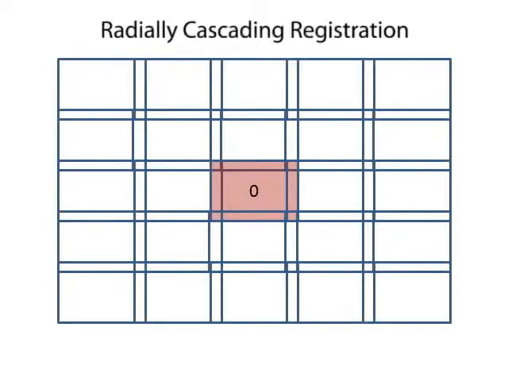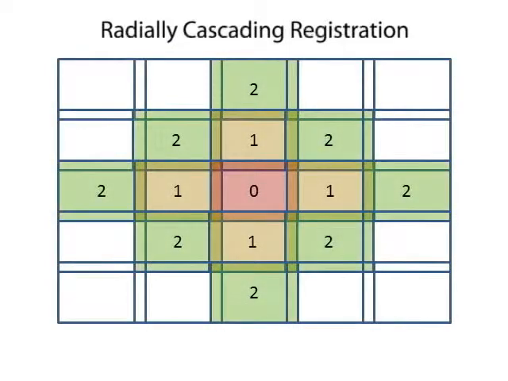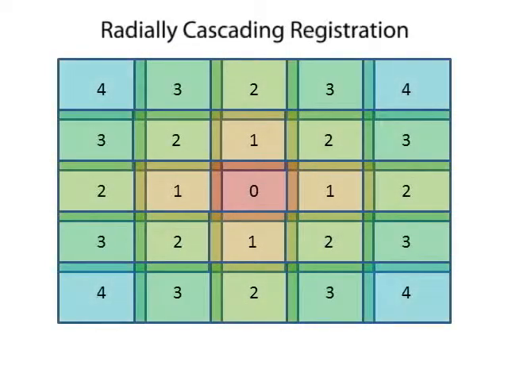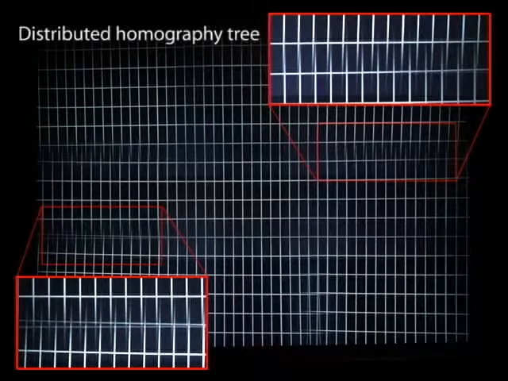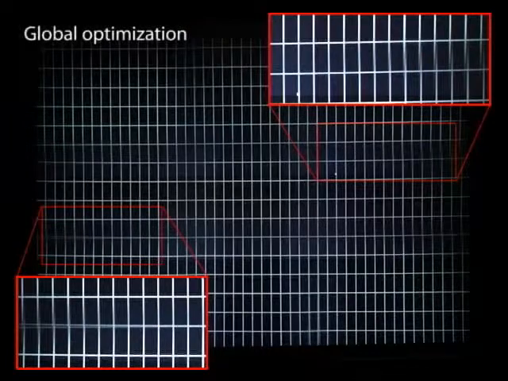Finally, we present a novel, radially cascading distributed geometric registration algorithm that achieves greater accuracy than the distributed homography tree or a global optimization technique.